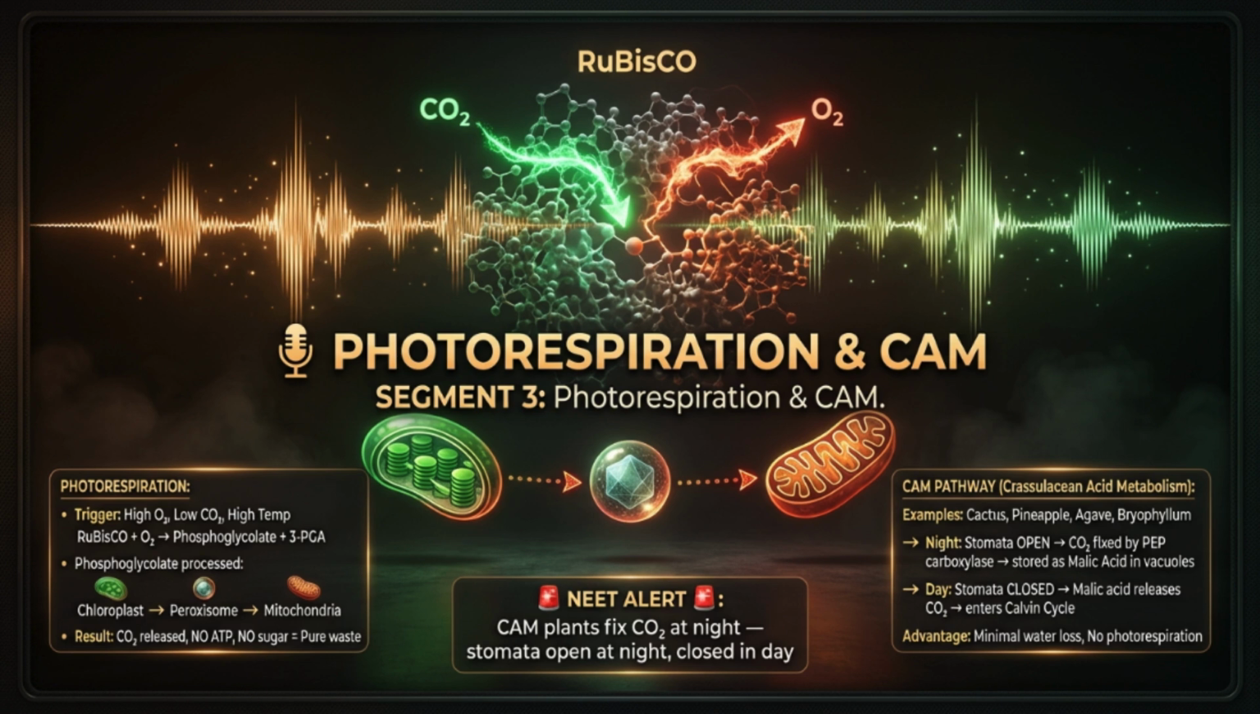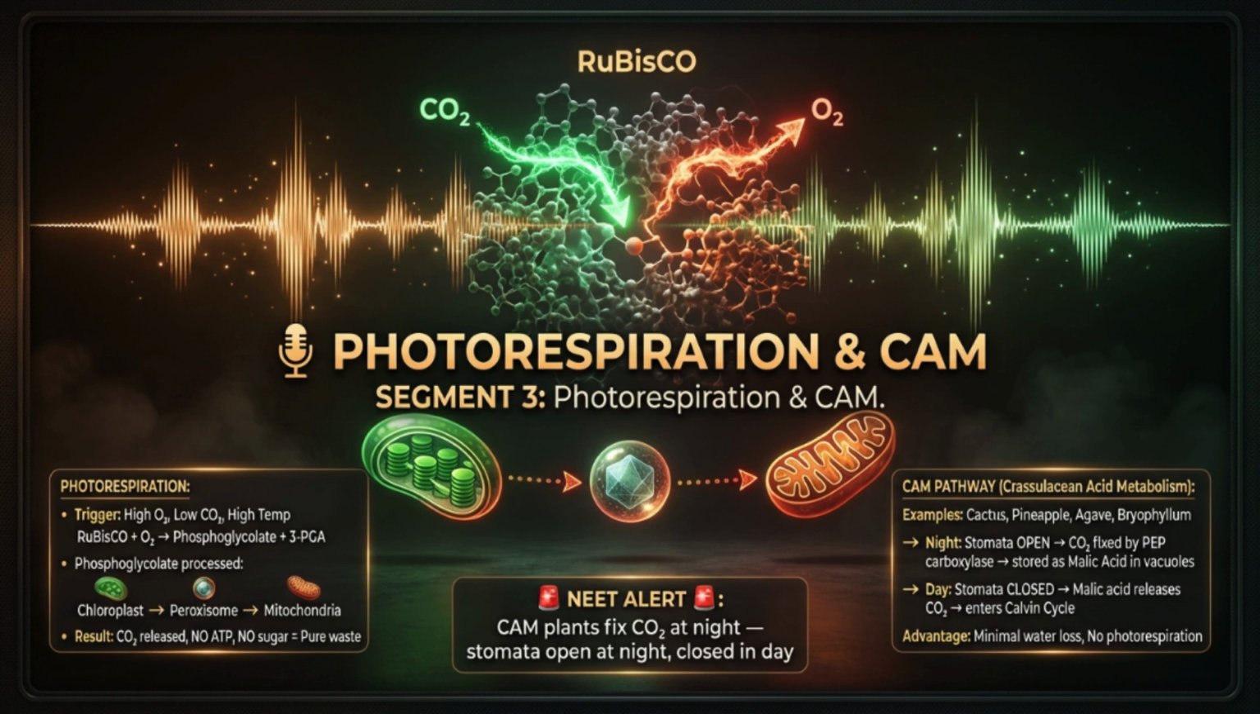Now, CAM plants, crassulacean acid metabolism. These are your desert plants. Cacti, pineapple, agave, Bryophyllum. CAM plants face a dilemma. Open stomata for CO2, but lose precious water in the heat. Their solution is elegant. They open their stomata only at night, when temperatures are cool and water loss is minimal.